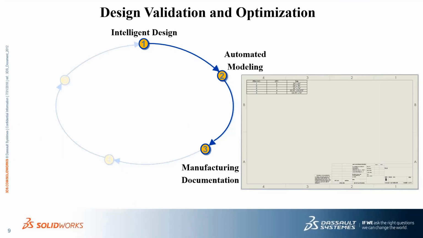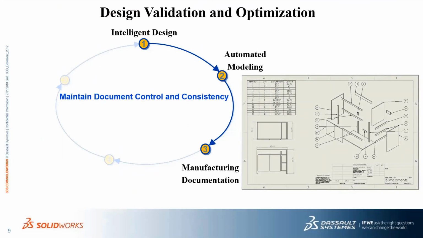With the capabilities to always maintain our documents, whether it be the associativity or the views and weldment cut list links within the drawing itself, SOLIDWORKS ensures that we can maintain document control and consistency throughout the drawing process, allowing us to confidently send out our manufacturing documents to customers and to our floor ready for manufacturing.